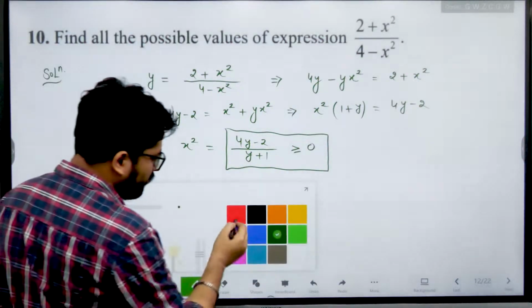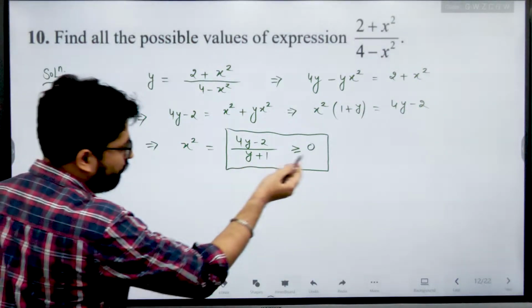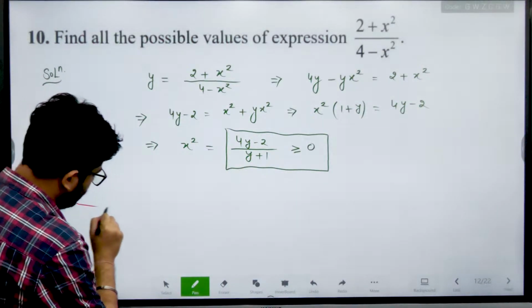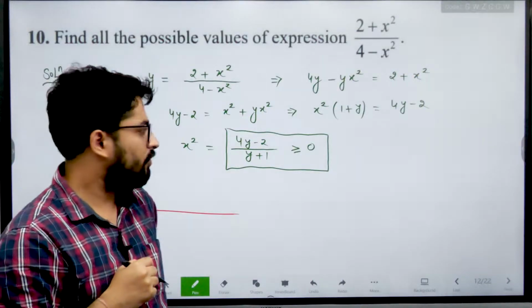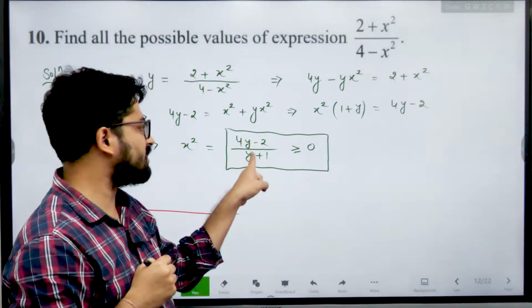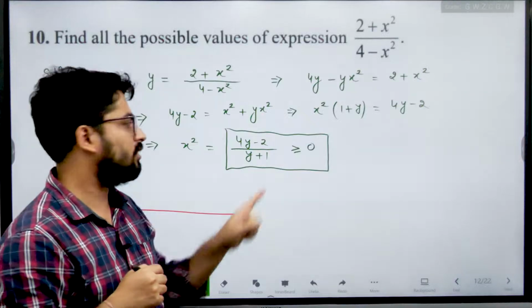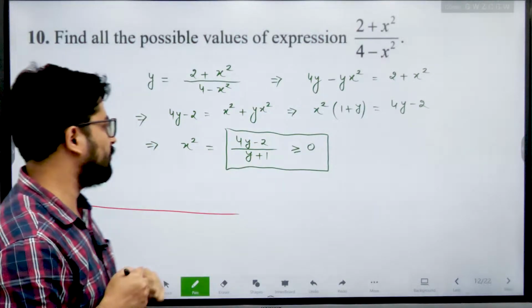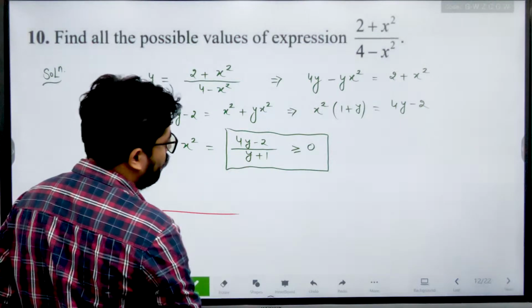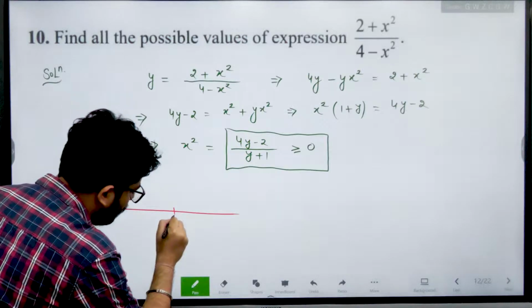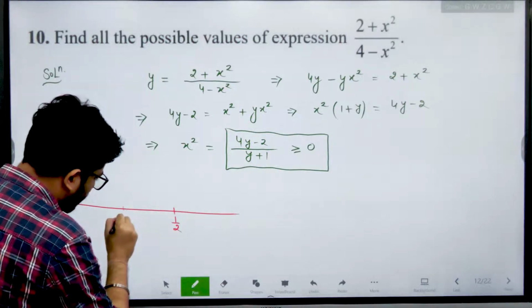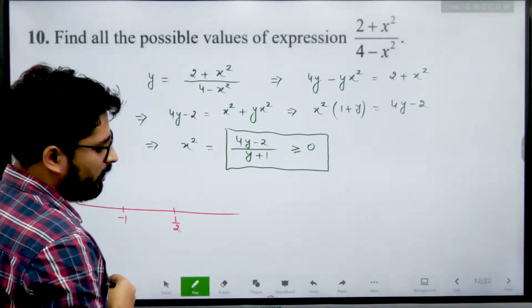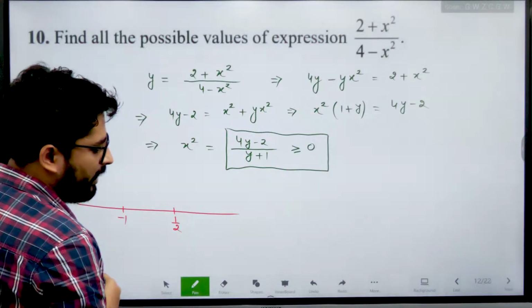Sir, we can find the solution like this. So first of all, draw your number line. When you draw your number line, now write the zeros of numerator and denominator. So numerator is 0 at 1 by 2, so draw this on your number line. And denominator is 0 at minus 1.